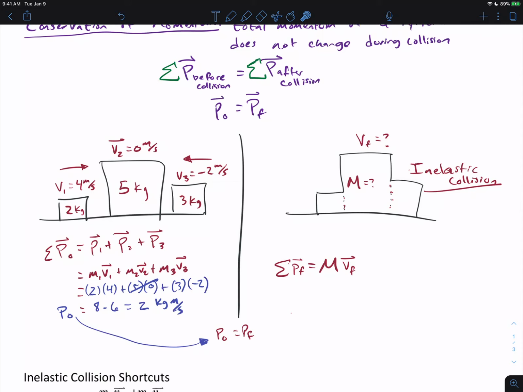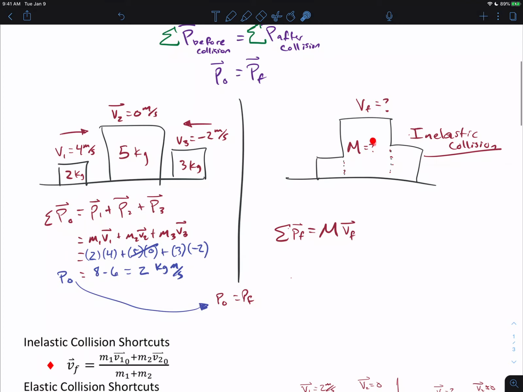Actually, using momentum makes this very easy. Since there's only one object, it has one mass, and it has one velocity. All I need is this number in order to figure this whole thing out, right? So thankfully, using this right here, this value comes in here, so this should be 2 kilogram meters per second, just like we solved for before. This is equal to my big mass times my final velocity.